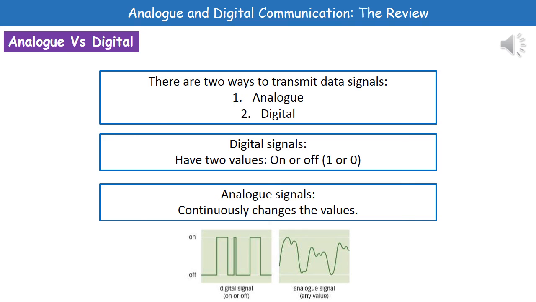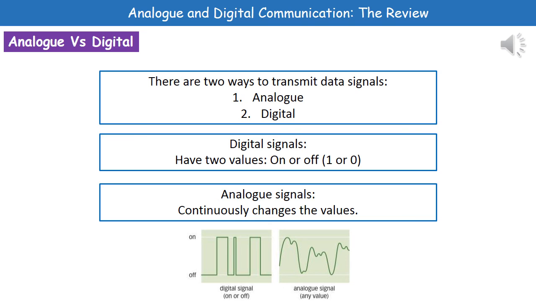So first thing we need to understand then is that there are two ways to transmit data signals, either using analog or using digital. If we compare these two signals, first of all, when we're talking about a digital signal, we're referring to something that has only two values. It's either on or off. It also might be referred to as being 1 or 0, the 1 meaning on, 0 meaning off.